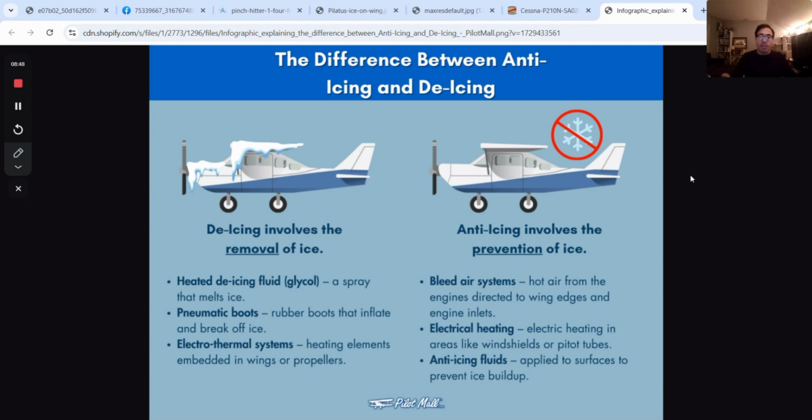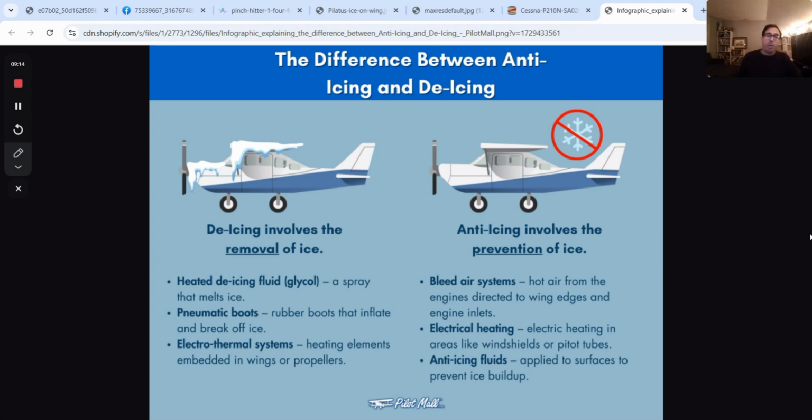So going back to the top where that de-icing fluid comes into play. Some airplanes have what's called a weeping wing system. It's controlled by a switch in the flight deck that the pilots can press. And what that does, it sprays this de-icing fluid, this glycol, all over the surfaces of the airplane, and then it melts off the ice.